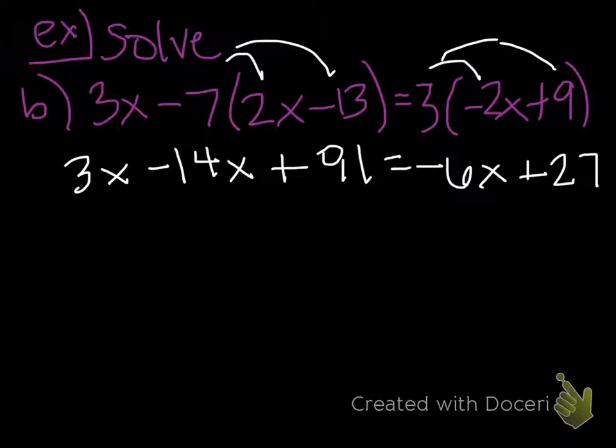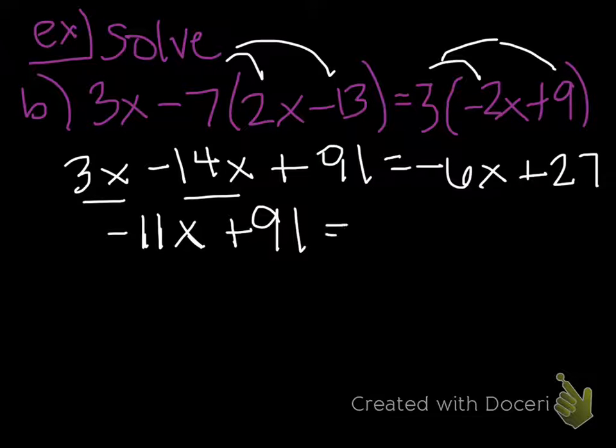Going back to what we talked about in the lesson prior, we're going to combine these like terms on the left-hand side. So 3x minus 14x is a negative 11x plus 91 equals negative 6x plus 27.